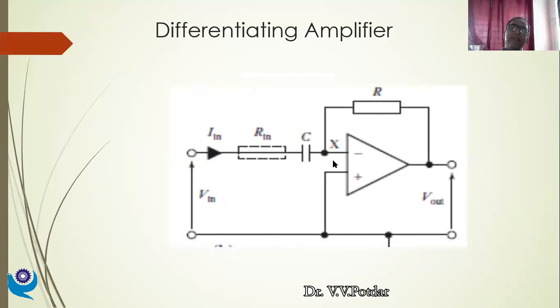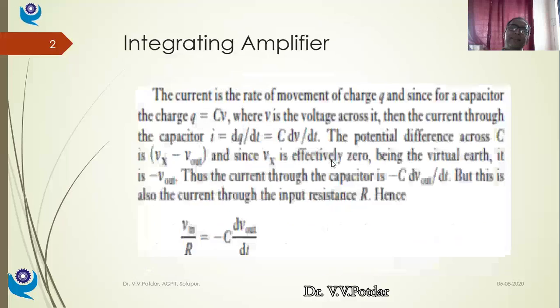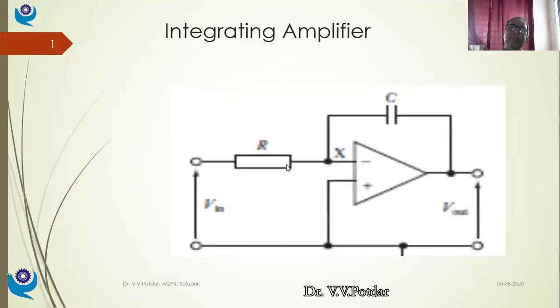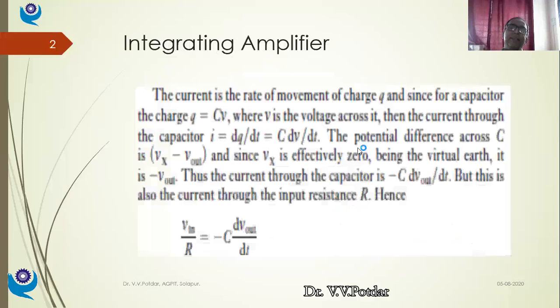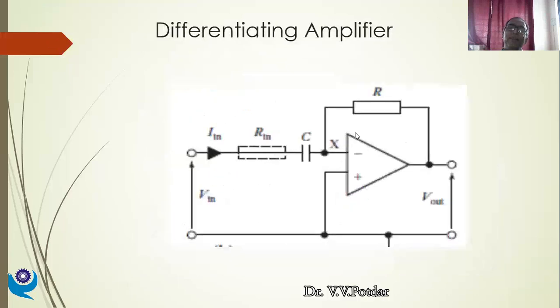Now what is the difference that you see? C was here and R was here in integrating. In differentiating, what is the difference now? The C that was in the feedback loop is taken here, and the R that was there is taken here. So forget about this dotted RN. We will discuss it later on. Think only about R and C. In the integrator, R was at the input side and C was in the feedback loop at the output side of the integrating operational amplifier.